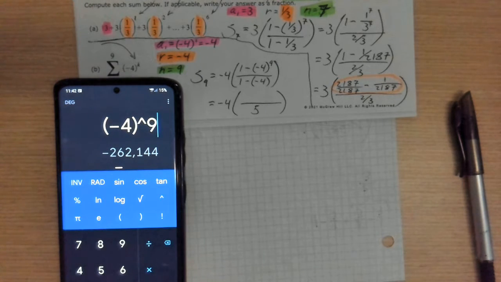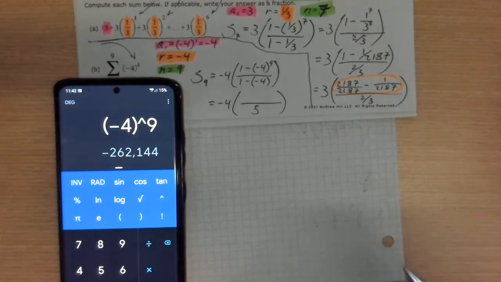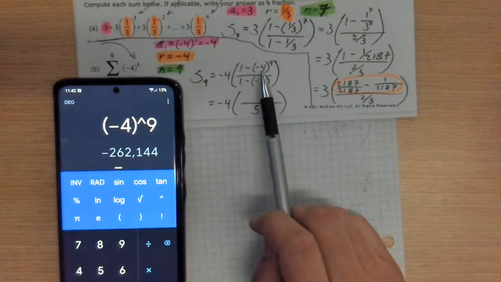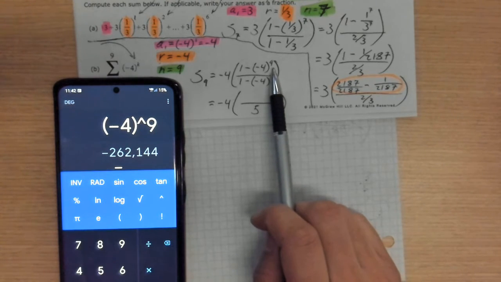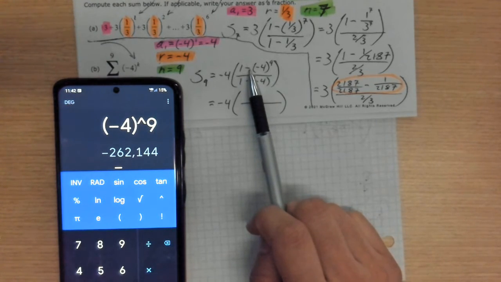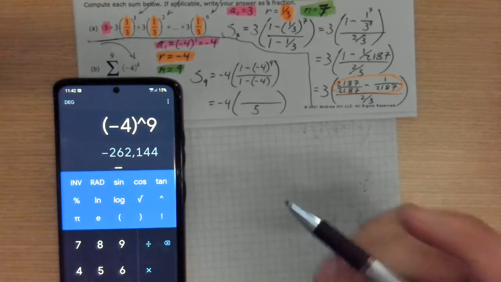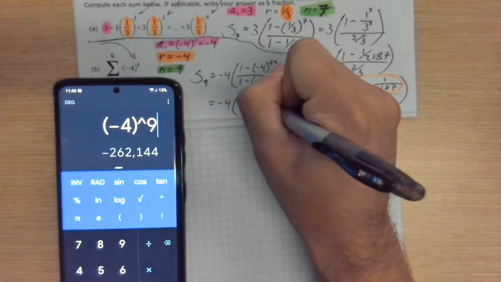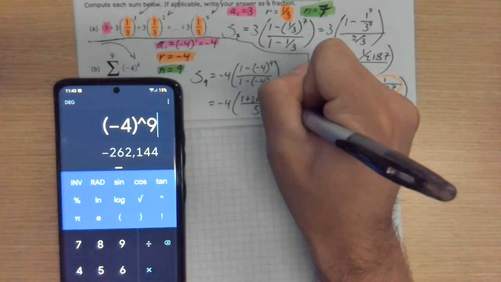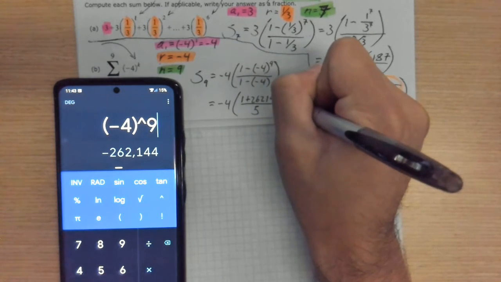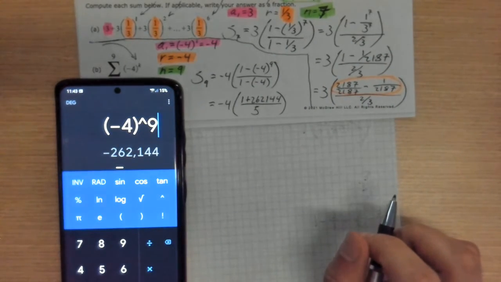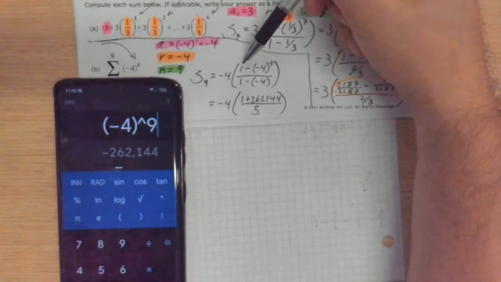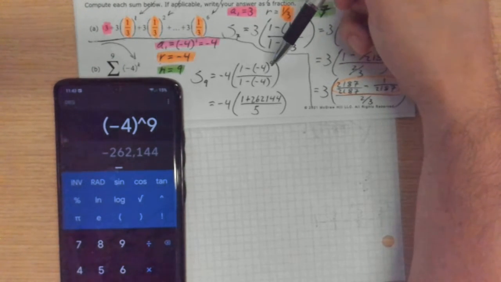It's a huge number, guys. I get minus 262,144. Now that is just the minus 4 raised to the 9th. Notice that there's a minus outside of it, so it goes positive. So it's going to be 1 plus 262,144, because the 1 over here became plus.